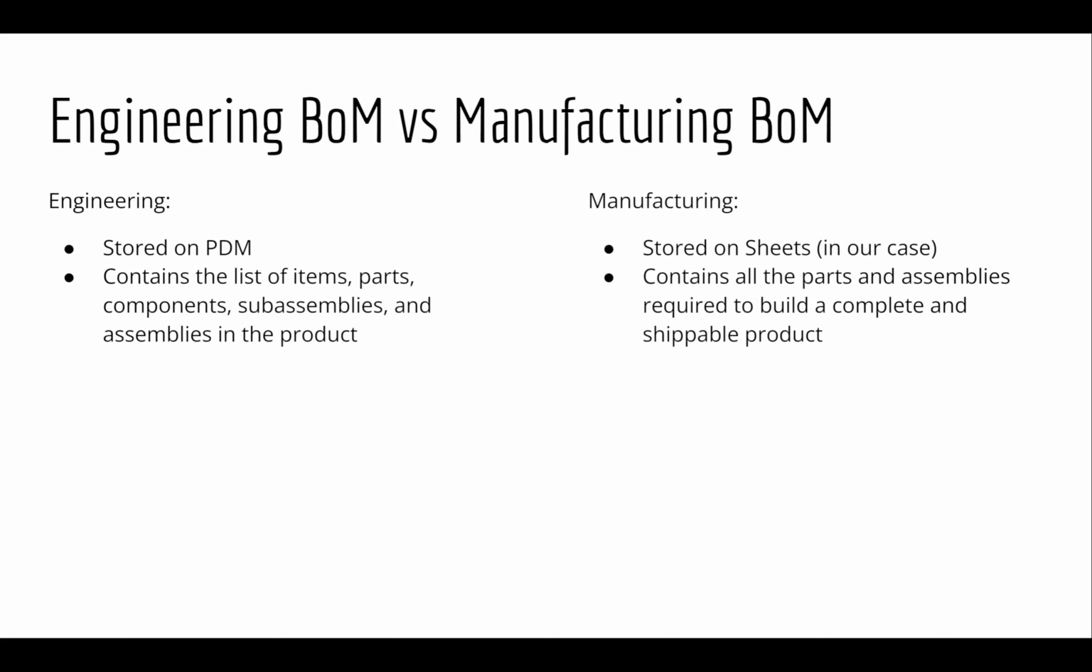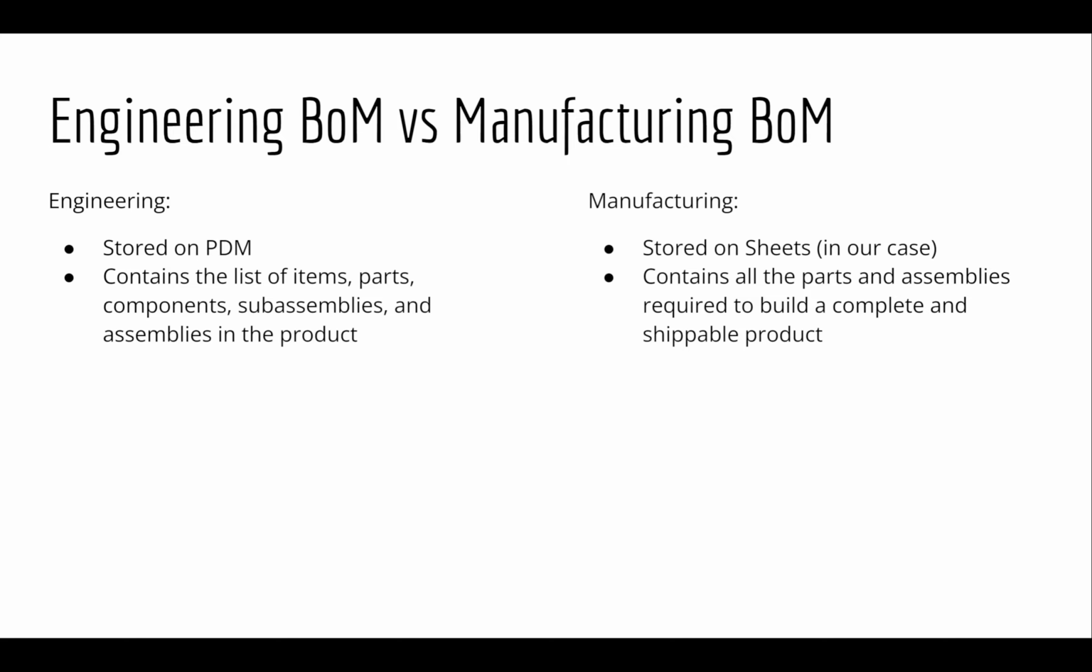You'll have a sales BOM, a service BOM, an engineering BOM, a manufacturing BOM, and these different lists of components can be used to describe different things. The engineering BOM generally will contain, as the engineers are designing the product, all the items, parts, and subassemblies that they've designed, and it's generally hosted on the PDM software. In our case, our engineering bill of materials is going to be on Aras Innovator, and I'm going to show you how to do that.